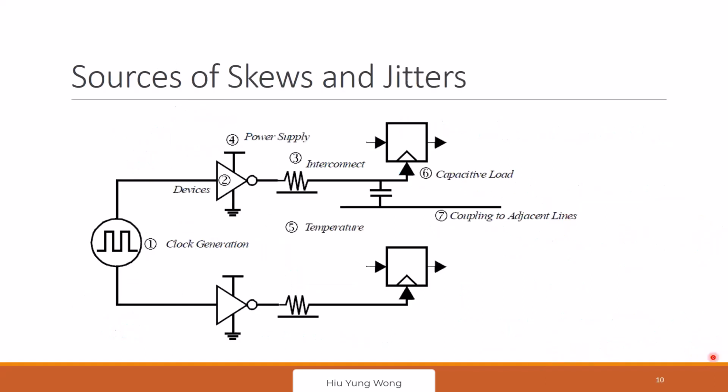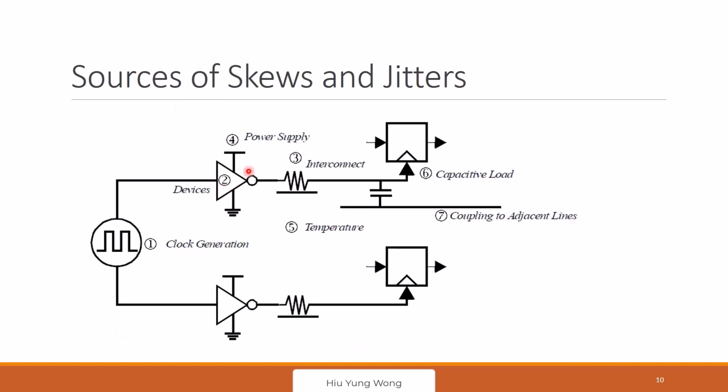So what are the possible sources of skew and jitter? Your clock can be not ideal, like the quartz, right? They fluctuate due to noise, thermal or other things. Your device can have some imperfection. Sometimes some devices go faster, some are slower, right?